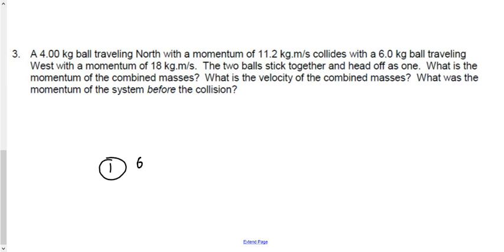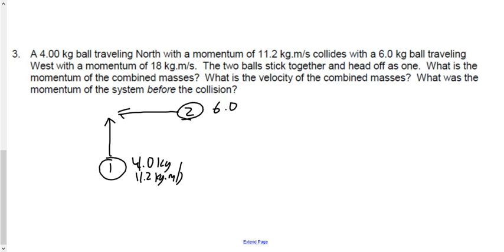We know that it has a mass of 6.0 kilograms and a momentum of 11.2 kilograms meters per second. I don't know what the velocity is. That doesn't really matter right now. We'll worry about that later on, okay? We have another ball that's going to the west. We'll call that ball number 2. It has a mass, sorry, the first one is 4.0 kilograms. The second one is 6 kilograms, and it has a momentum of 18.0 kilograms meters per second.